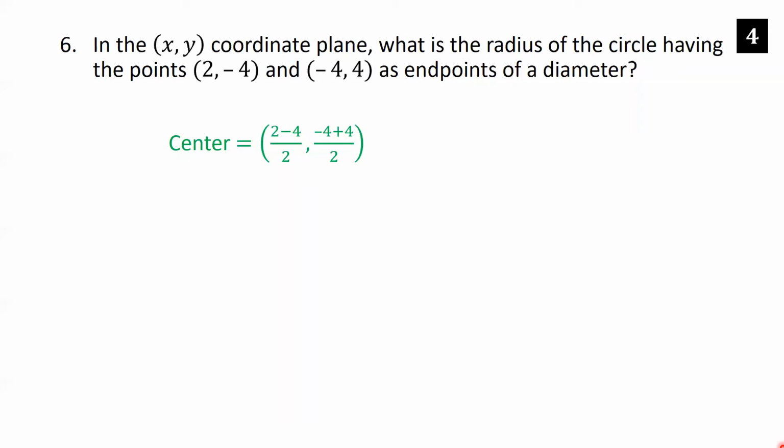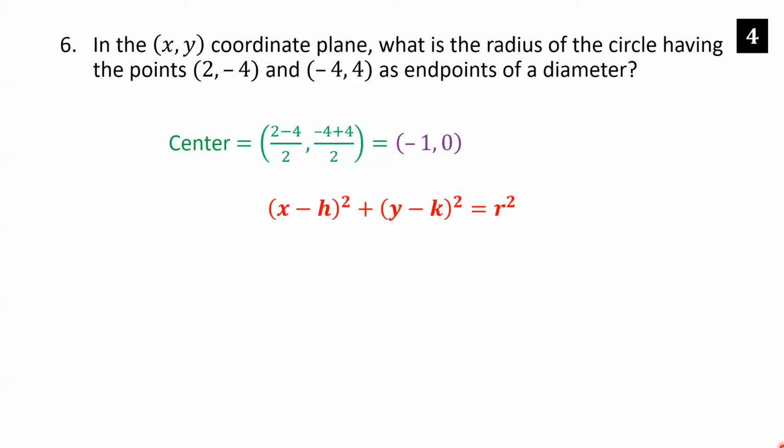And similarly, if we add -4 and 4 and divide by 2, we'll get the y coordinate of the center. Now, just to simplify this a little, 2 minus 4 is -2, and -4 plus 4 is 0. So we get that the center is -2 over 2, which is -1, and 0 over 2 is 0.